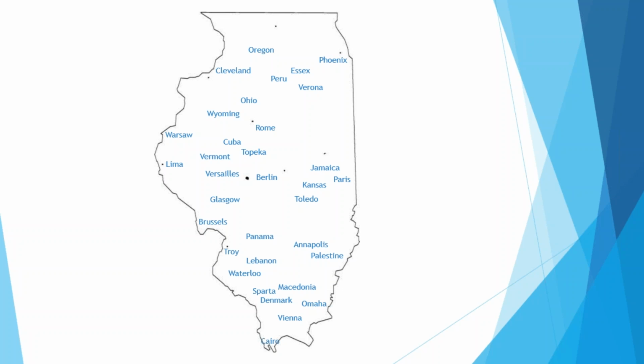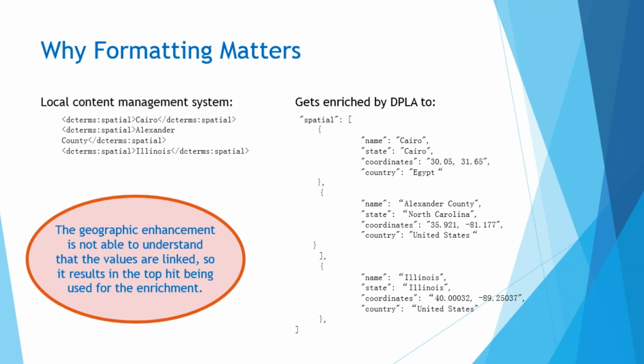So it'll actually put the record itself as related to Cuba, the country, and it won't show up in the U.S. map that DPLA provides. So it's something to really consider when you're doing those. So again, why formatting matters.